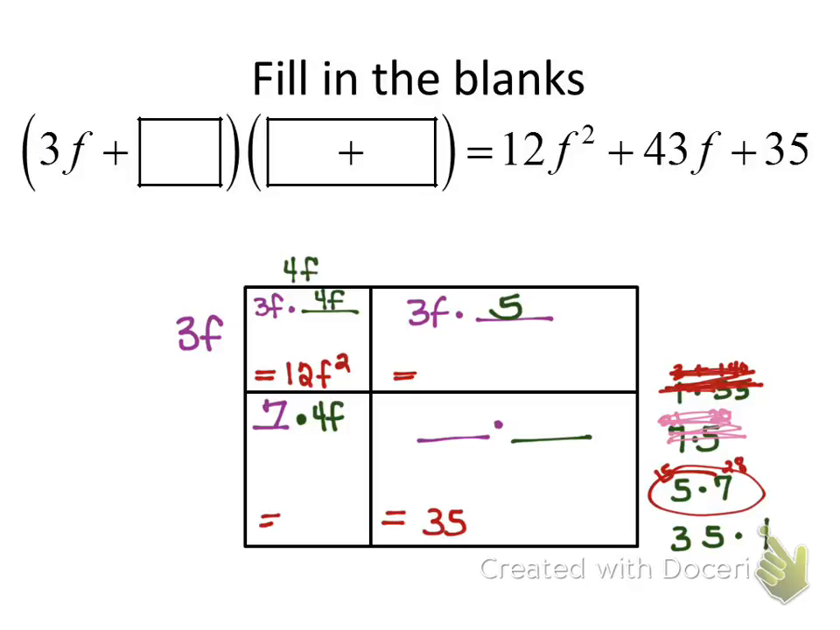So now I'm ready to fill in the rest of my area model. What's 3F times 5? 15F. Then what's 7 times 4F? Now, if I combine the like terms of 15F plus 28F, does it equal the area of 43F? Yes, so that's how I know my answer is right. The area model is still incomplete though because I'm still missing some numbers.